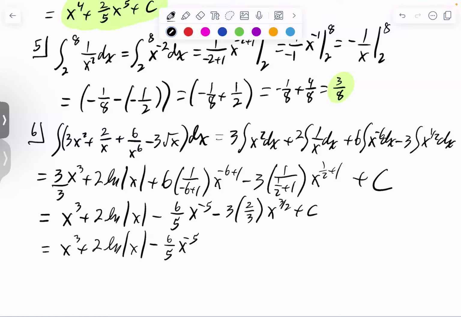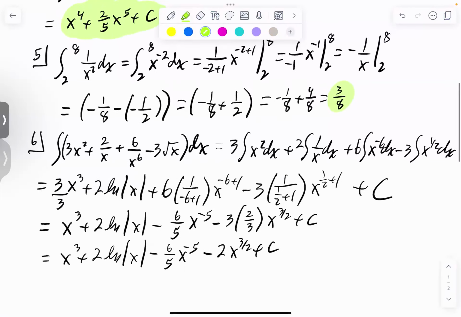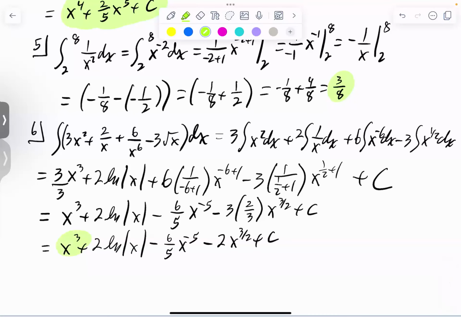And if you want to bring that x to the negative 5th down to the denominator, that's okay too. I'm going to reduce these 3's now. We're just going to get 2x to the 3/2 plus c, and that is going to be overall our big, huge answer.